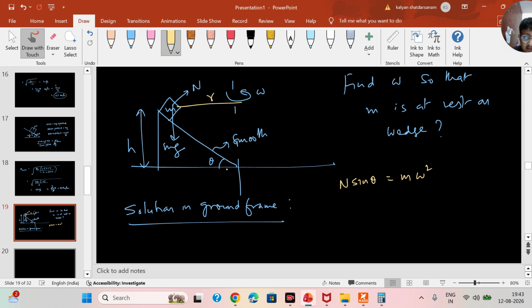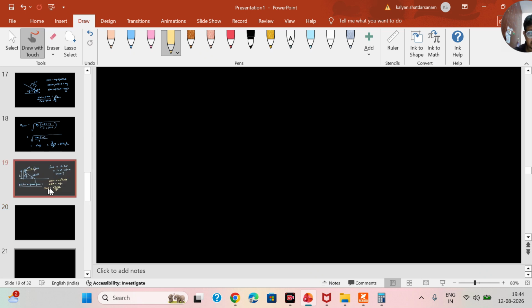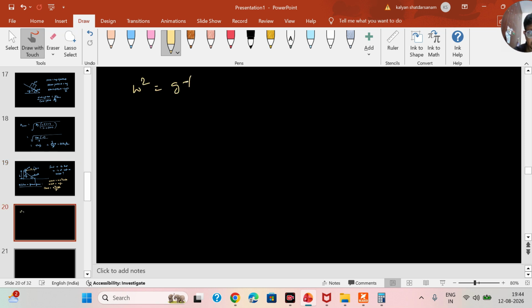That radius you can get by doing trigonometry. Tan theta is h by r, so r is h cot theta. So I write like this. And N cos theta is mg. So from here I can get omega. If I divide, tan theta is omega square h cot theta by g. I'll bring that cot to this side, it will become tan. So omega square is g tan square theta by h, or omega is root of g by h times tan theta.